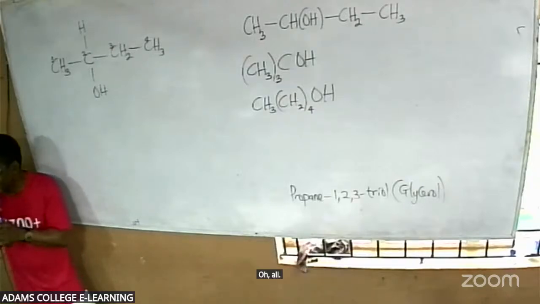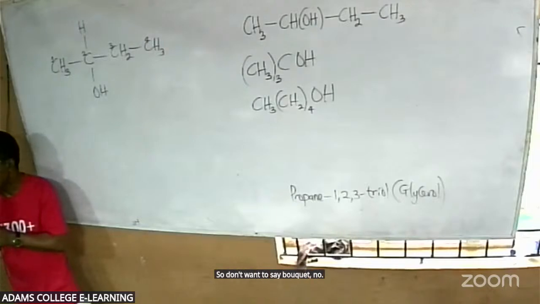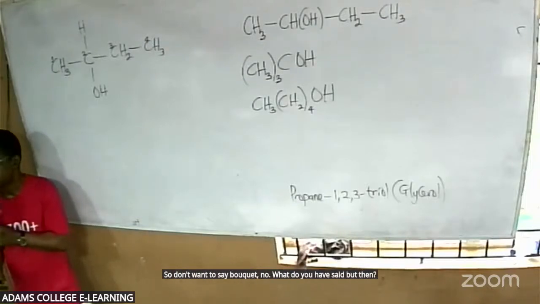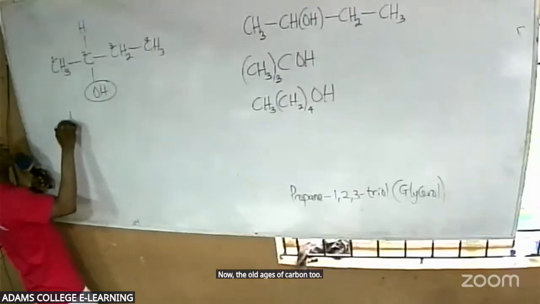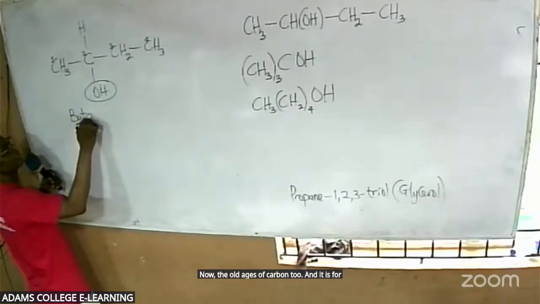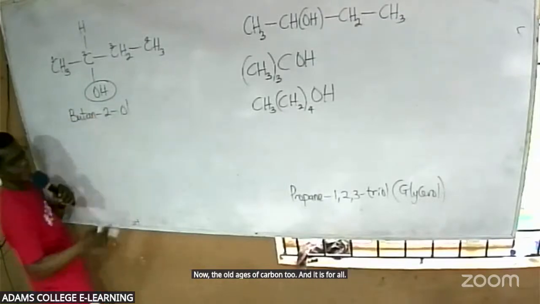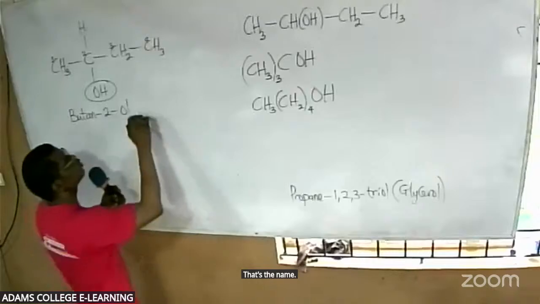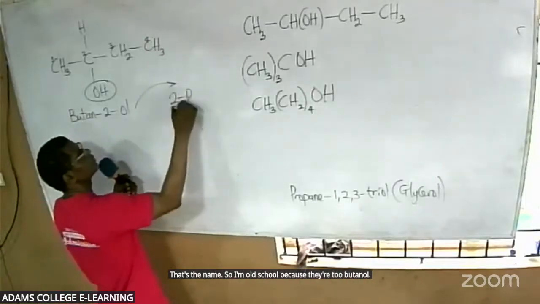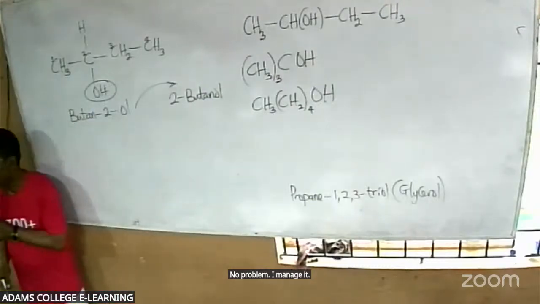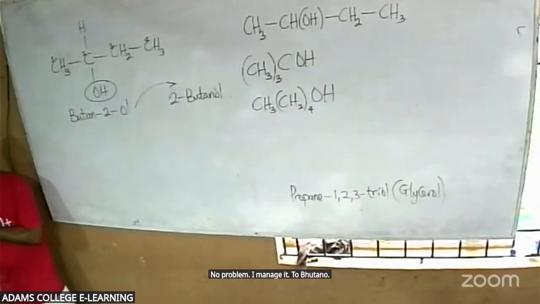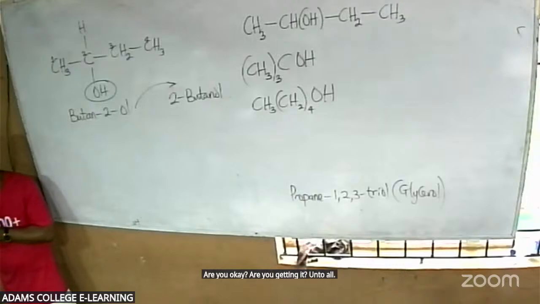So don't go and say butane, no. You have 4 carbons, you can say butane. Now, the OH is on carbon 2, and it is 4 carbons, so you can say butan-2-ol. That's the name. Some old school can say 2-butanol, no problem. Can manage it. 2-butanol. Are you okay? Are you getting it? Butan-2-ol, 2-butanol.